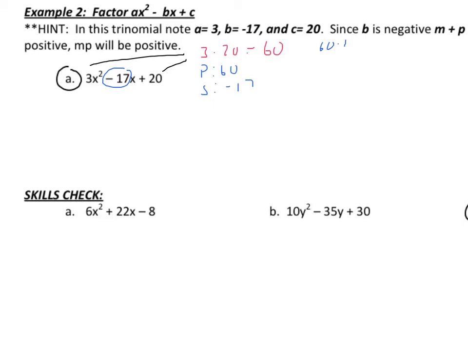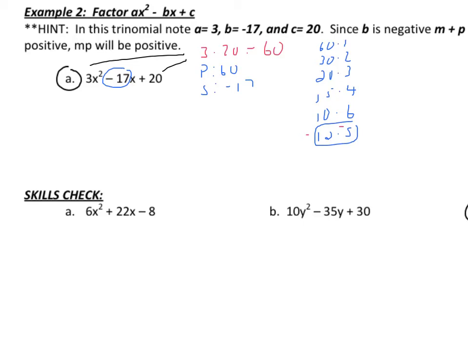We have 30 and 2, 20 and 3, 15 and 4, 10 and 6, and 12 and 5. Now, of all these, only one of them adds up to 17. Now, I say add up to 17 because the two numbers have to be the same sign to give you a positive 60. So we want a negative 17, so all we have to do is make both of these negative and we satisfy our need.